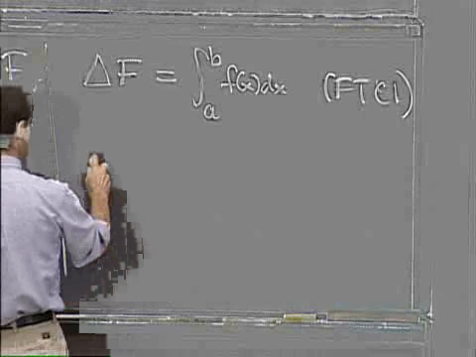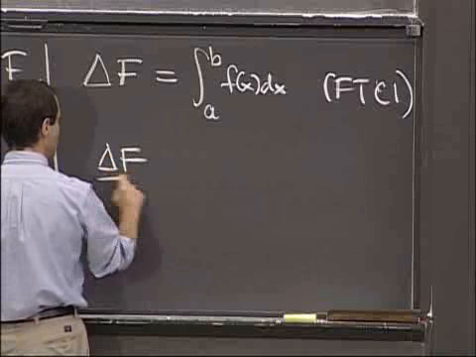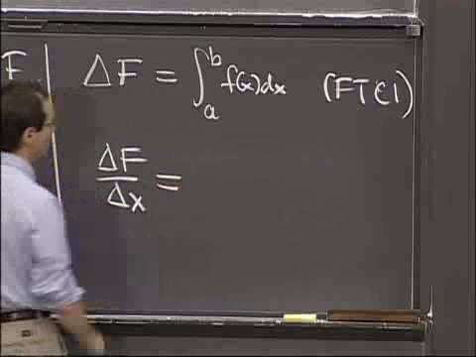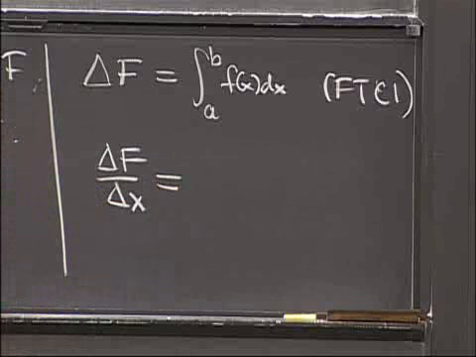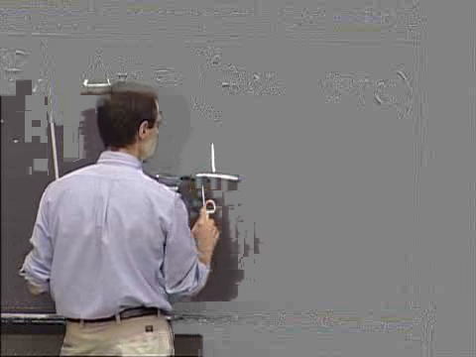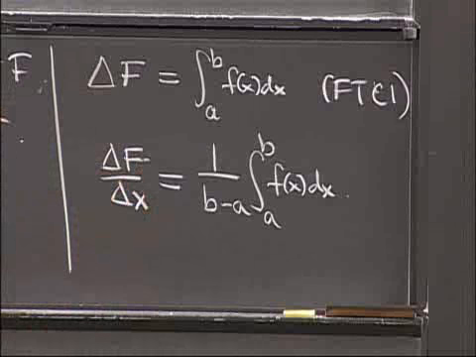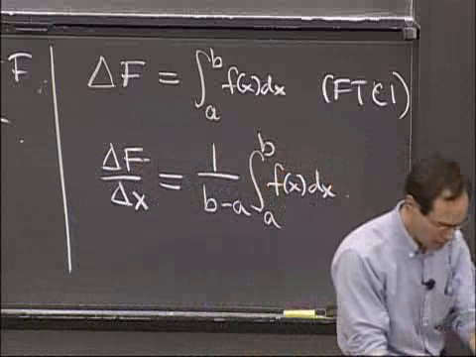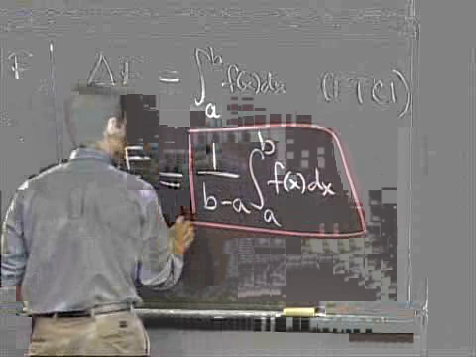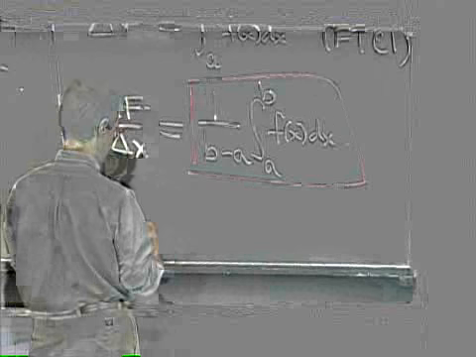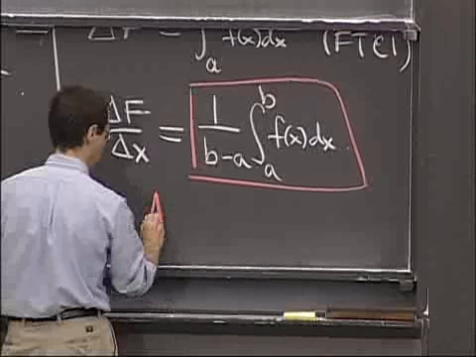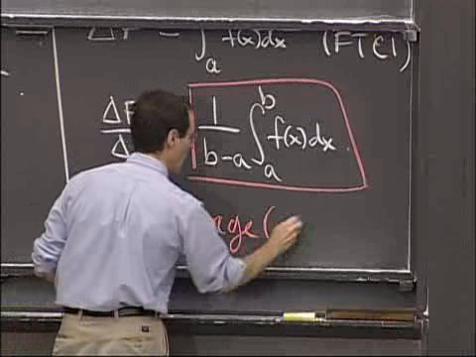I'm going to divide by delta x now. And if I divide by delta x, that's the same thing as 1 over b minus a times the integral from a to b of f of x dx. All right, so I've just rewritten the formula here. And this expression here on the right-hand side is a fairly important one. This is the average of f. That's the average value of f.